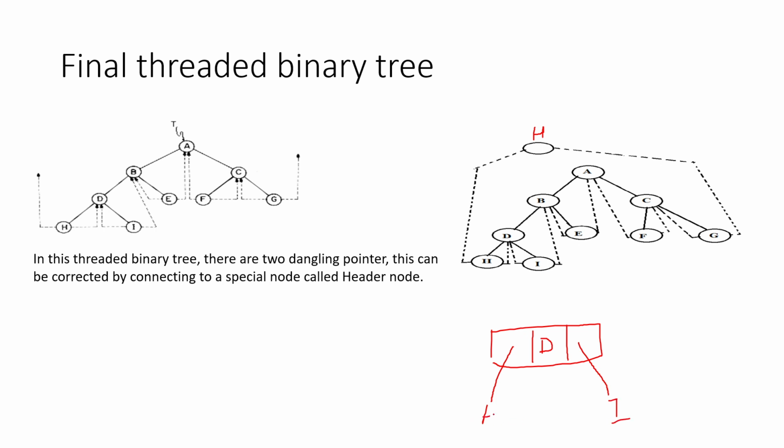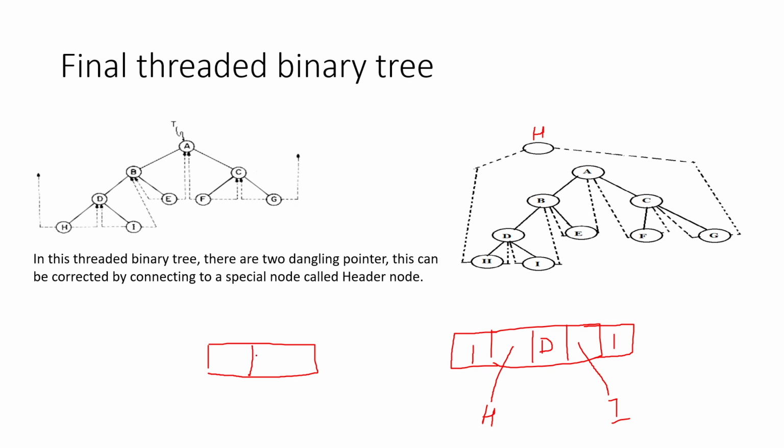This is for H. Now to tell this is a normal link from parent to child, here you have to put 1. This indicates that this link is a normal link from parent to child. Similarly, here also you have to put right thread value 1 because it is a link from parent to child. Now I will show the values for node H.